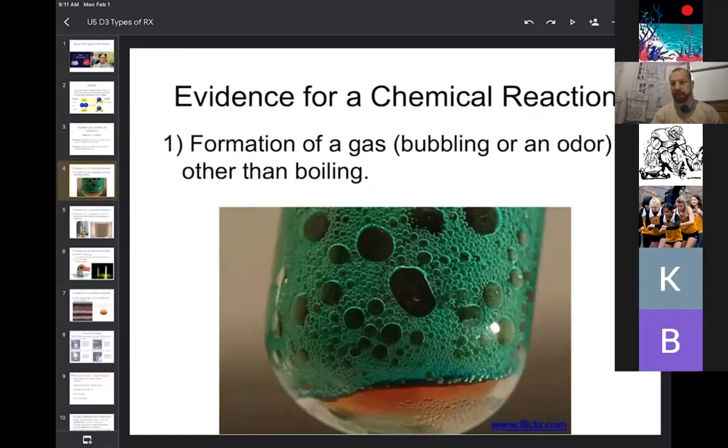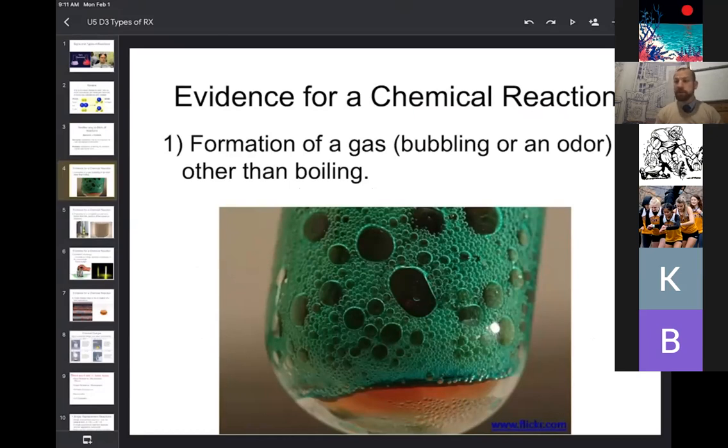There are four signs generally accepted by chemists. There are four signs that we can use to tell if a chemical reaction is occurring. I'd say the most common one is something that we call the evolution of a gas. If you add two things together and they start to bubble, 9 times out of 10, that is a chemical reaction.